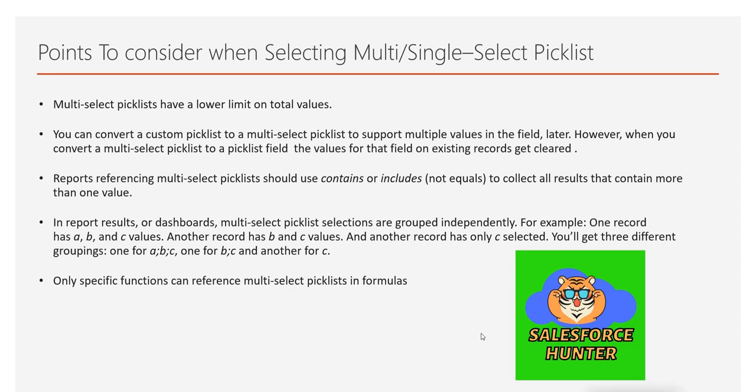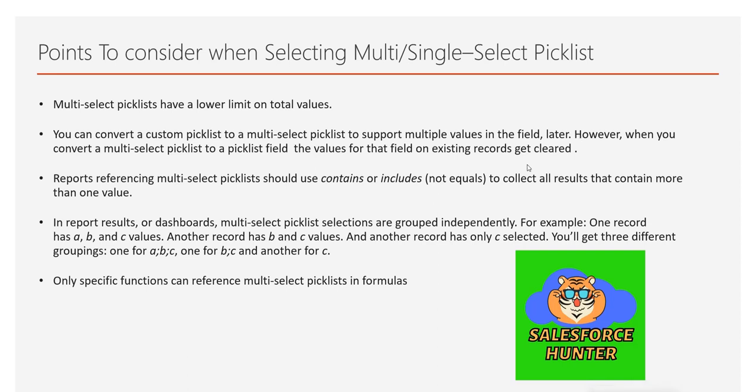And next is regarding the grouping in reports and dashboards. Multi-select picklist selections are grouped independently. For example, one record has A, B, and C values selected, another record has B and C values, and another record has only C selected. You will get three different groupings: one for A, B, C, one for B, C, and another for only C. That is one thing. Also, only specific functions can reference multi-select picklist in formulas. Basically, there is a limitation on the number of formulas that can be used on multi-select picklist. I will also share a link for all those functions in the description. You can check that.